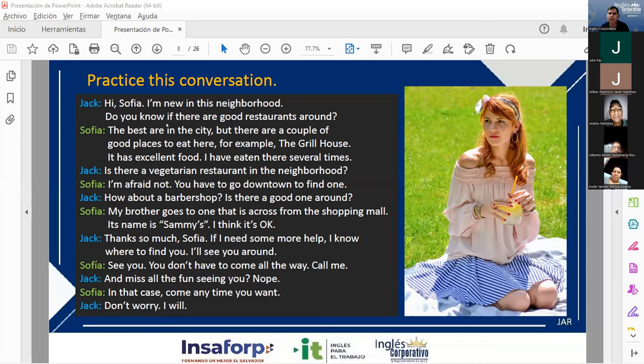Hi, Sofia. I'm new in this neighborhood. Do you know if there are good restaurants around? The best are in the city, but there are a couple of good places to eat here. For example, the Grill House. It has excellent food. I have eaten there several times. Is there a vegetarian restaurant in the neighborhood? I'm afraid not. You have to go downtown to find one.